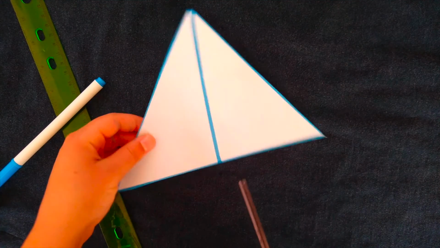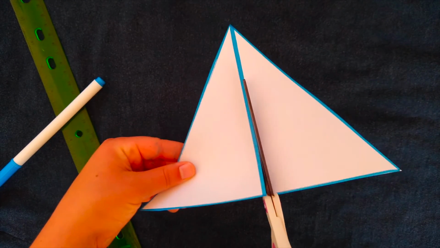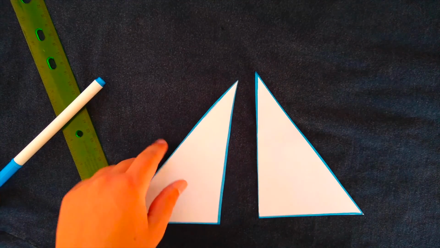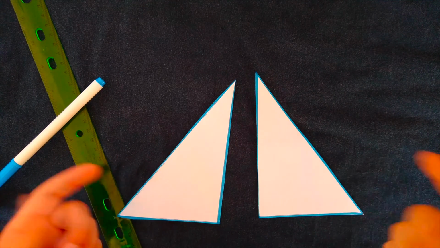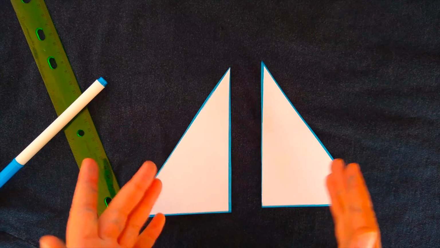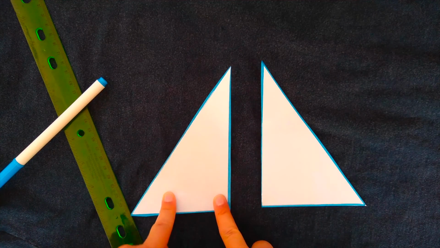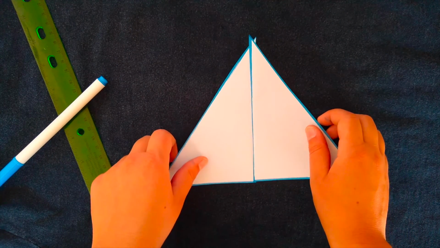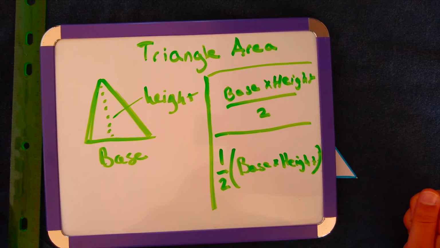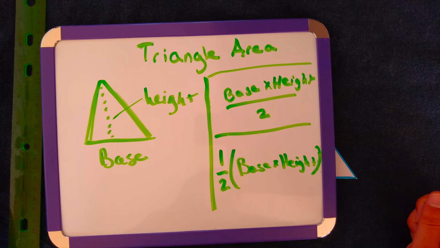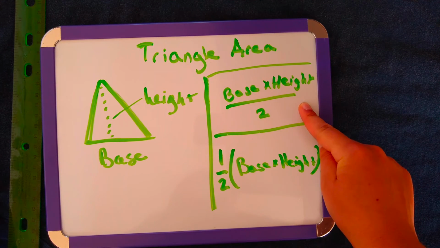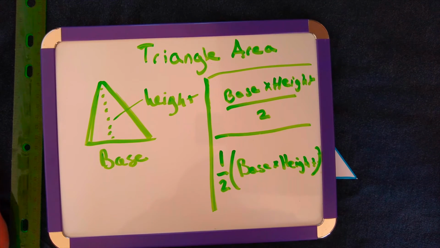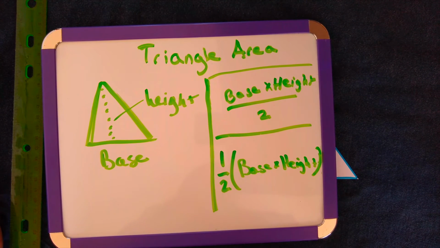Now let's actually cut this triangle right along that line. Wow, now we have 2 equally sized smaller triangles, where one of these triangles is half of the original area of the whole triangle. Now let's go back to our area formula. It tells us to find the area of a triangle that it is half of the base times the height. Could you remind me what the area formula for a rectangle is? That's right, base times height.